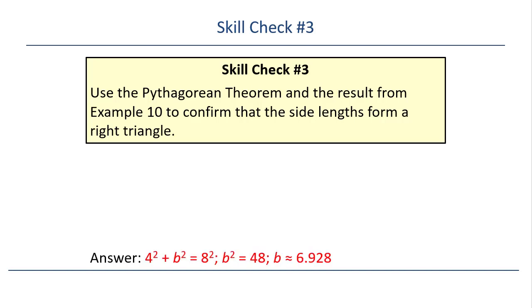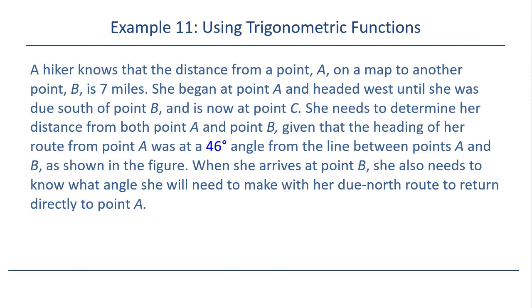Okay, well, here's your answer. We know that 4 squared plus b squared has to equal 8 squared. B squared has to equal 48. We get that by taking 8 squared and subtracting 4 squared from it. Take the square root of 48 and we get 6.928, which is 6.93, which is the same thing. Yay, we did it right. Okay, how about one last example? Well, maybe two. Yeah, we'll do two.